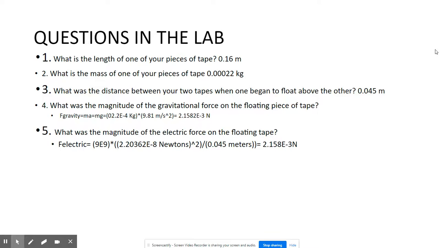Some additional questions. The length of my tape was 0.16 meters. The mass was 0.00022 kilograms. They levitated when they were 0.045 meters apart. The magnitude of the gravitational force was experimentally calculated to be 2.1582e-3 newtons. The electrical force was experimentally calculated to be 2.158e-3 newtons.